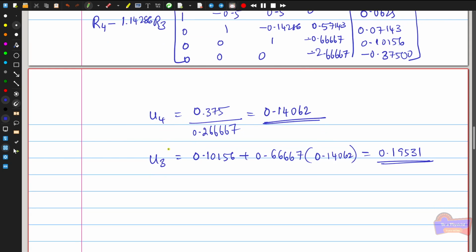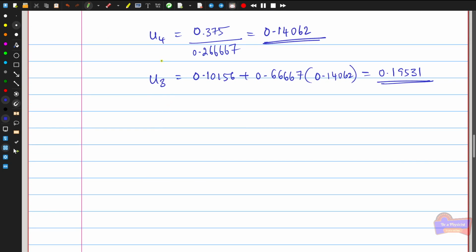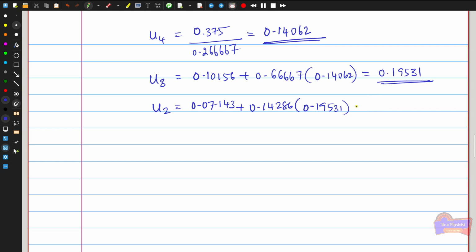So now you have the values of U3 and U4, and you can substitute them into the second equation. You will get U2, which is equal to 0.07143 plus 0.14286 times 0.19531, plus the remaining value 0.57143 times 0.14062, which can be given as 0.17969. So that is the value of U2.